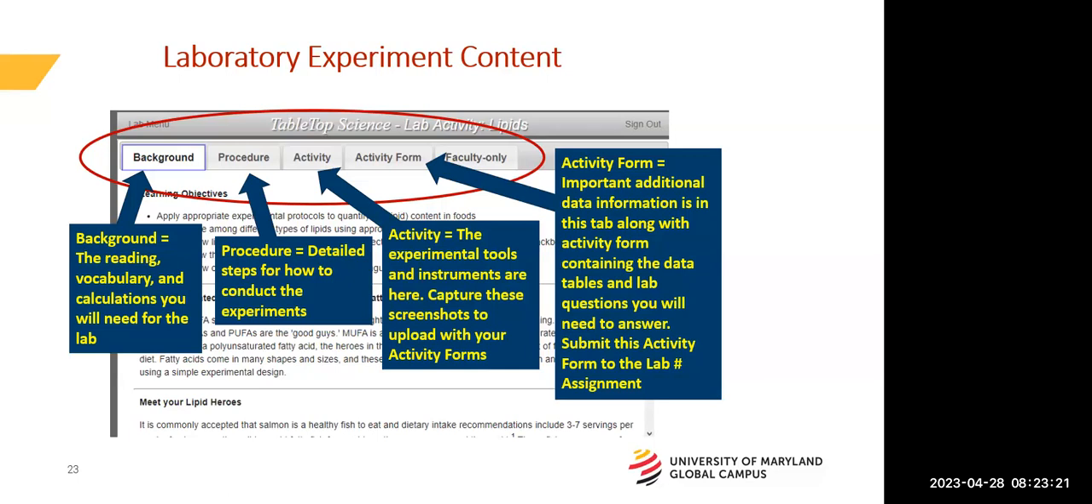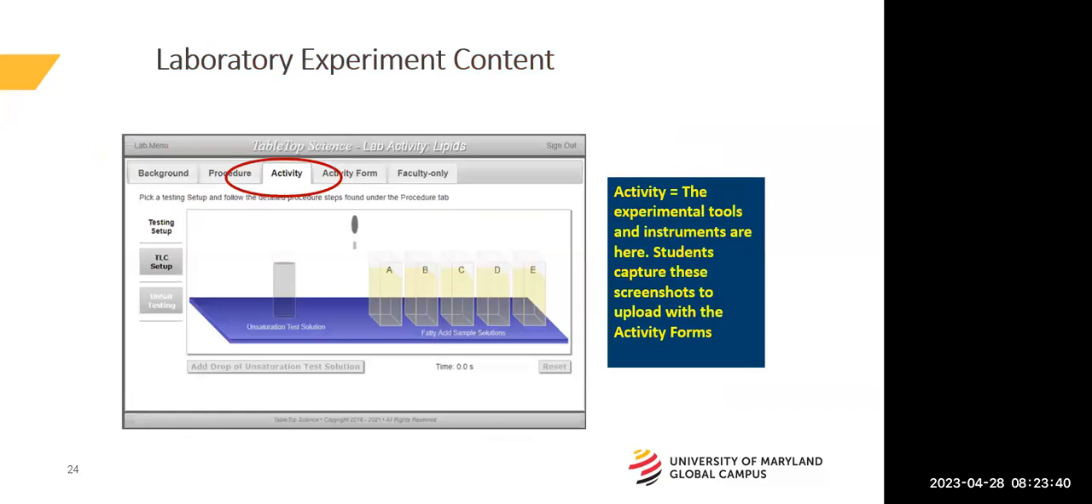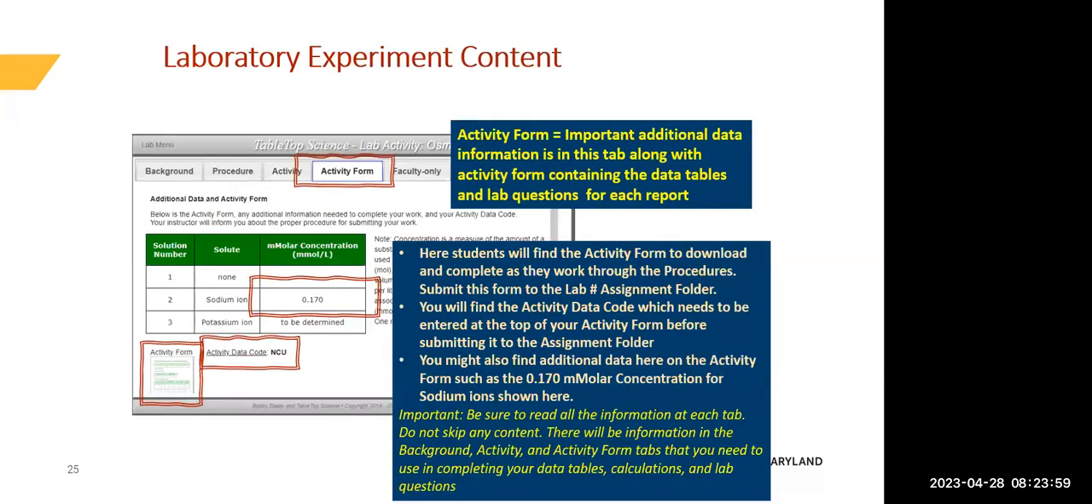Then the activity form has the data tables for students to submit the results, as well as specific questions related to the assignment. And I will talk about the faculty only area a little bit later, but that's providing the faculty with very clear guidance. So this is an example of an activity, and some of you might have already gone in, and you can go to an activity now and look at something if you'd like and test it out to see how it works. And this is the activity form.